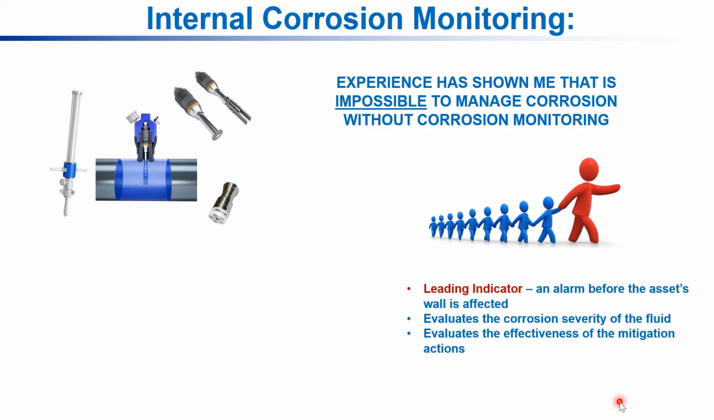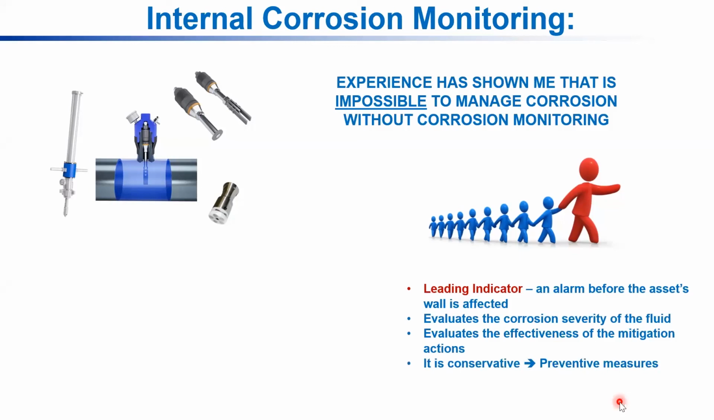I'm not going to say it's too late, but the pipeline is already corroded. I don't want that. I want to prevent that. So the only way that I can manage and understand whether my chemical is working is by monitoring. If we don't do this, the chemical companies are going to be very happy. They are going to be the happiest people alive because you have no way of measuring whether that chemical they're putting into your system is working or not.